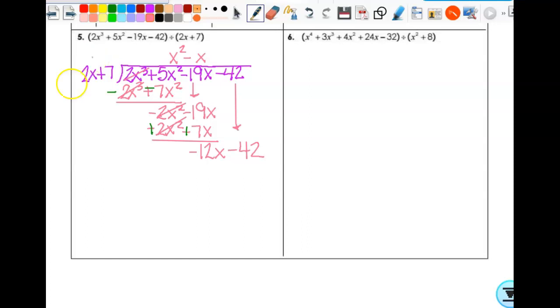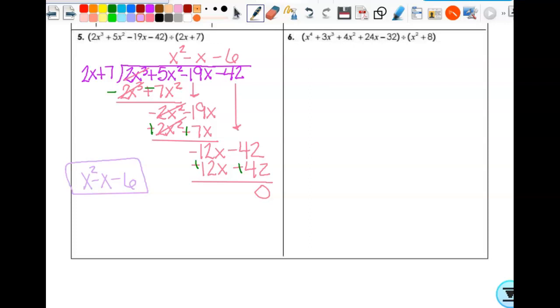All right, so then negative 2x divided into negative 12x is a negative 6. So I multiply it back, and this is what I get. I change the signs, and this zeroes out. So my final answer then is x squared minus x minus 6. That is what I get once I divide it out. Okay?